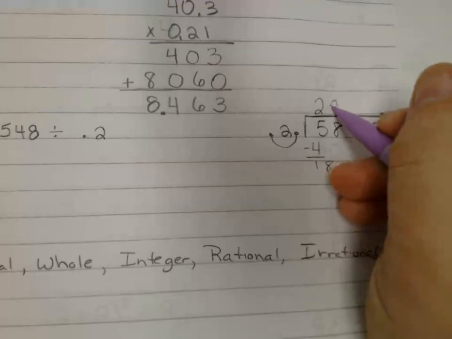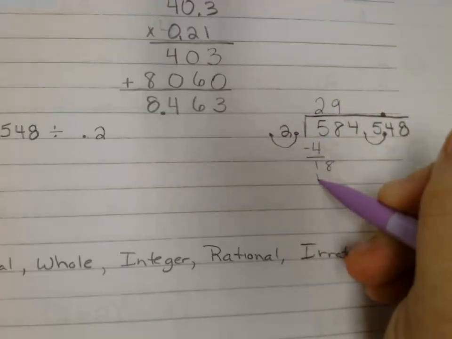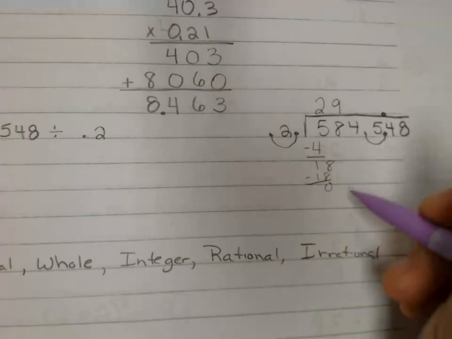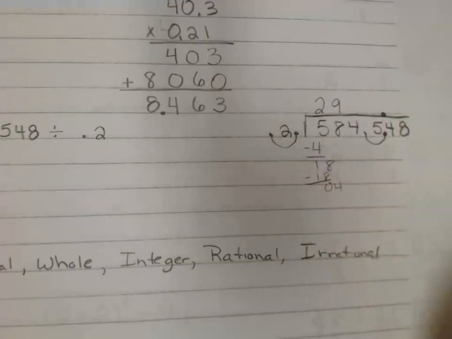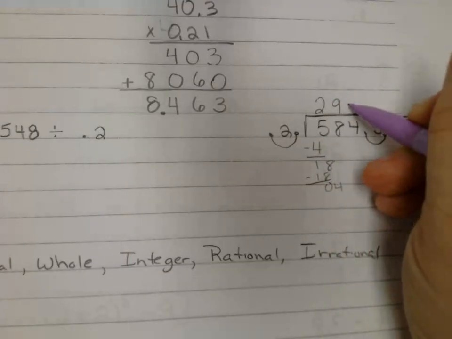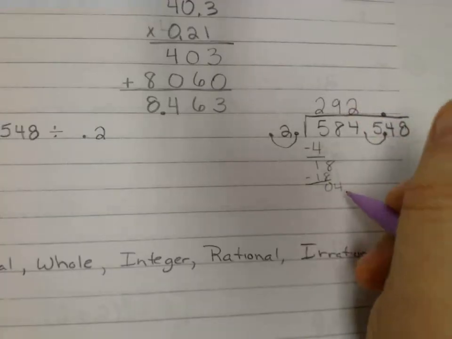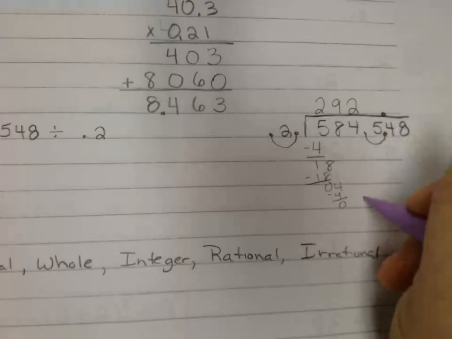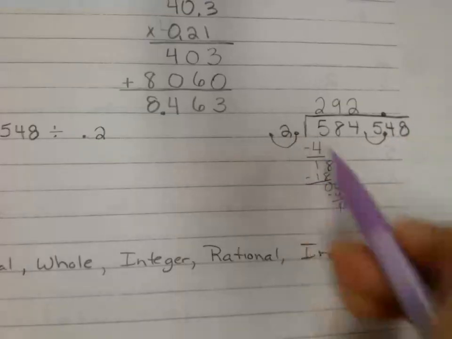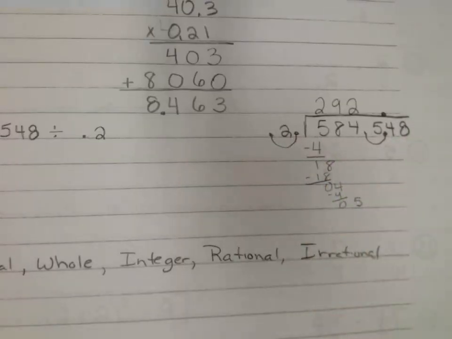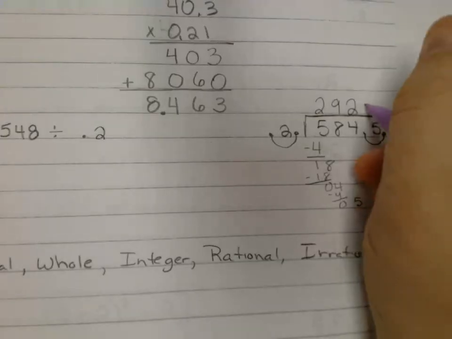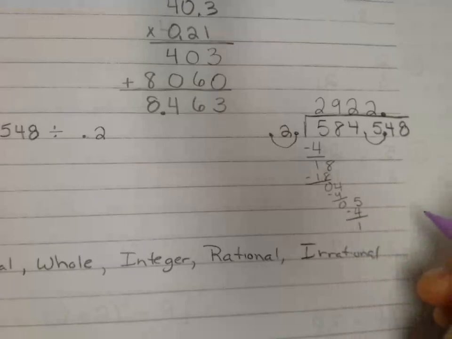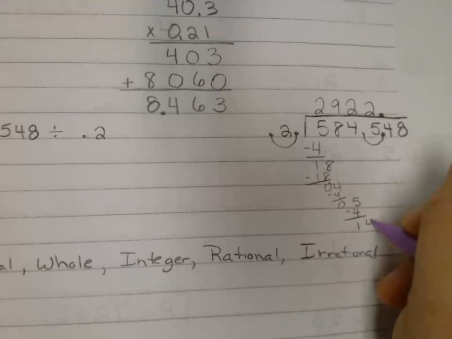2 goes into 18 9 times. 9 times 2 is 18. Subtract, I get 0. Bring down my 4. 2 goes into 4 how many times? 2. Subtract, I get 0. Bring down my 5. 2 goes into 5 how many times? 2. 2 times 2 is 4. Subtract, I get 1. Bring down my 4.